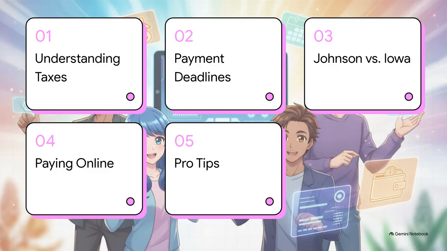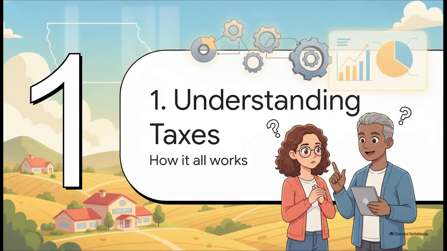So here's our quick roadmap for this explainer. We're going to cover 1. Understanding your property taxes. 2. The payment deadlines. 3. This tricky thing called the Johnson versus Iowa trap. 4. Paying online, step by step. And 5. Pro tips for taxpayers. All right, let's jump right into part 1, understanding your property taxes.